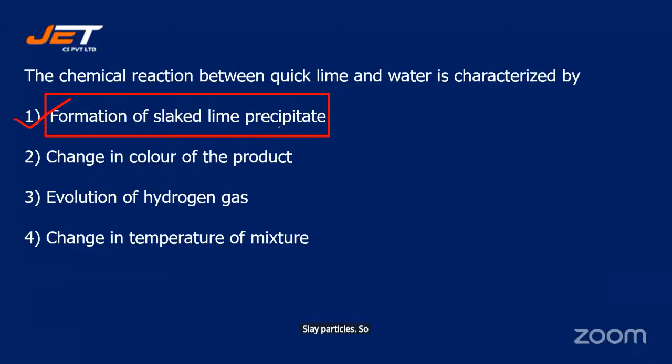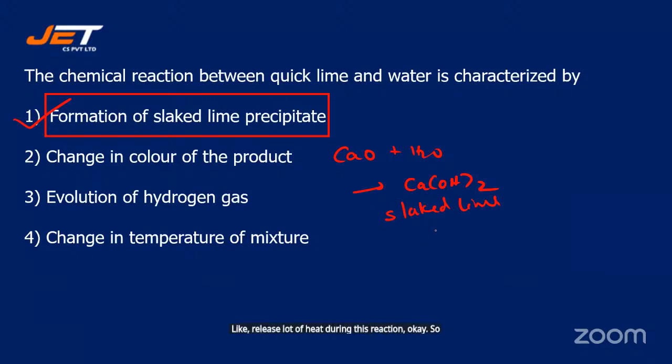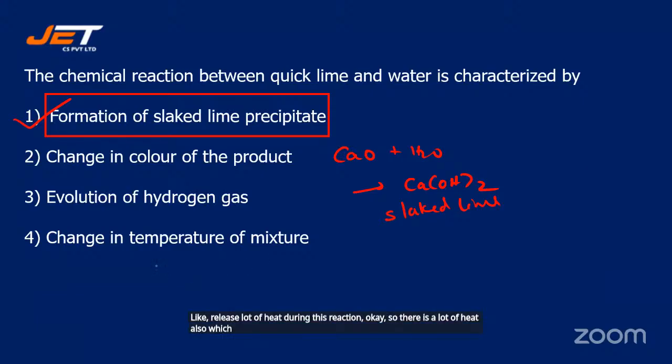When quicklime, which is CaO, reacts with water, it will form calcium hydroxide, Ca(OH)2. This is slaked lime. It will also release a lot of heat during this reaction. So there is a lot of heat which is liberated during this reaction. That is a quick reaction of the quicklime. So lime precipitate is formed in this reaction.